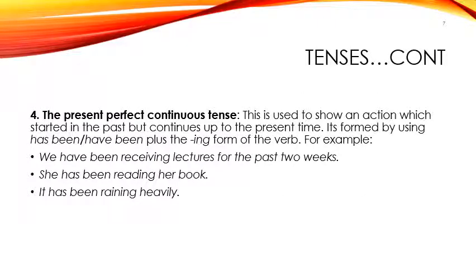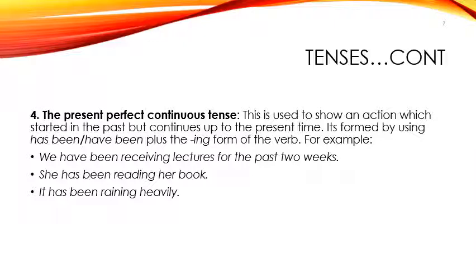And now to the fourth and last type of present tense, which is called present perfect continuous tense. This tense, as we can see on the screen, is used to show an action which started in the past but continues up to the present time. It is formed using has been, have been, depending on the number of the subject, plus a verb taking the ing form, as we can see on the screen.